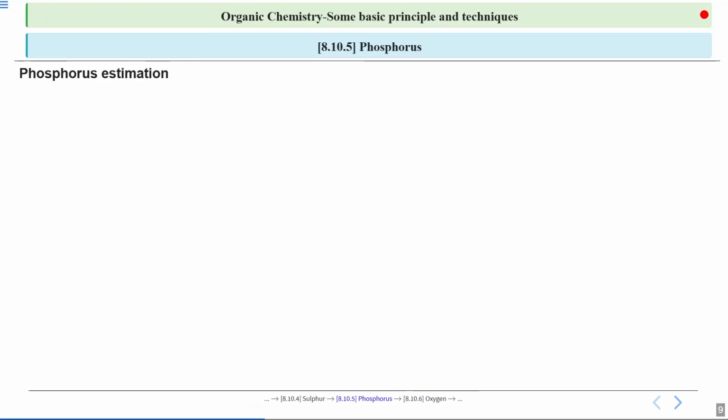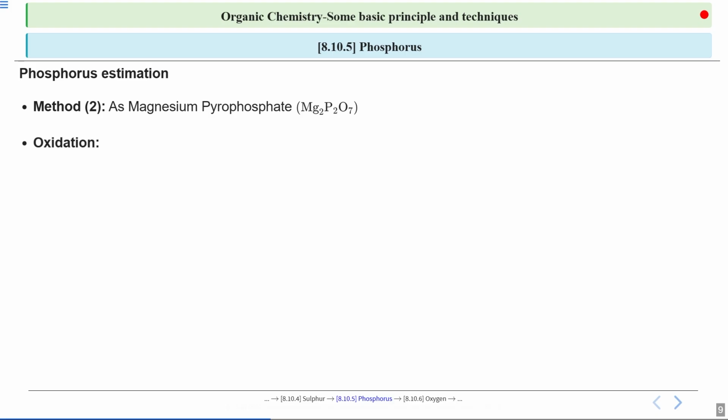Moving on further, now we are moving on to method number 2 for phosphorus estimation. Here, method number 2 involves the formation of magnesium pyrophosphate, which is Mg2P2O7. So this method is commonly used in laboratories for accurate measurement of phosphorus content.